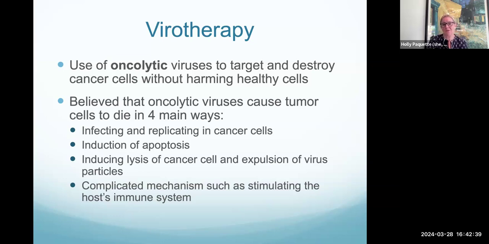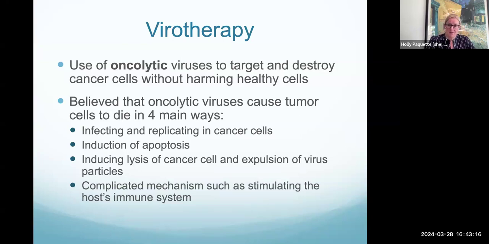Now, this is kind of a new therapy, and we're still kind of learning about it. But the way that we believe that this works is in four main ways that these oncolytic viruses actually function. The first is that they can infect and replicate within cancer cells. So they specifically target cells that are cancerous, and then they replicate. And as we know, often when we have replicating viruses in a cell, they usually can lyse that cell when they're released. They also sometimes have the ability to do induction of apoptosis. Remember, apoptosis is cell destruction, so cell death. So they can induce that or cause a cell to go through cell death.